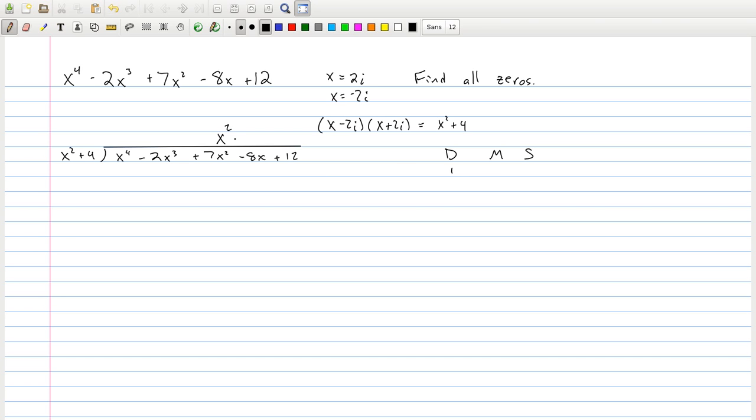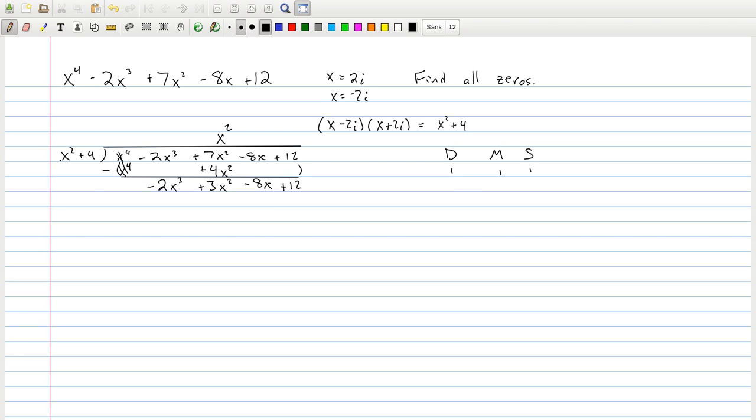Next, we multiply. X squared times x squared plus 4 gives us x to the fourth plus 4x squared. And then we subtract. We subtract the row that we just found from the top row. X to the fourth subtract x to the fourth will cancel. There's nothing being subtracted from the negative 2x cubed, so that'll just come along down to the bottom row. 7x squared subtract 4x squared gives us 3x squared. And the last 2 terms, nothing is being subtracted from, so those we can just copy down to the bottom row as well. Then we go back to the front and divide again.